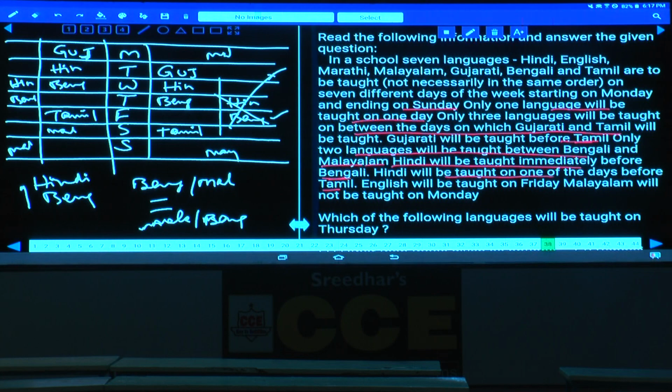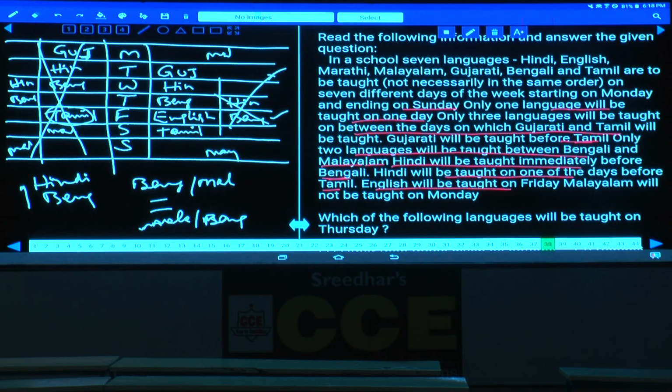Hindi will be taught on one of the days before Tamil. Hindi and Tamil, we have taken that one. English will be taught on Friday. As English will be taught on Friday, this must be English. Now here, Tamil is being taught on Friday, that is completely ruled out. And for the assumption we have taken, this one is completely ruled out.